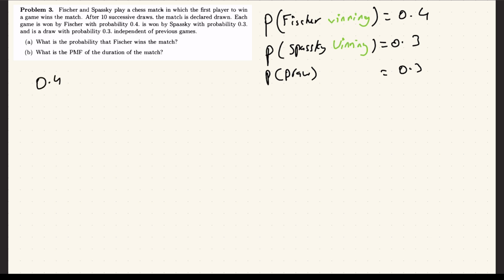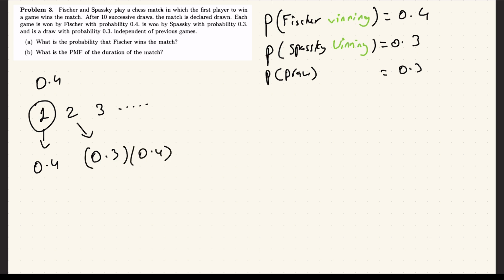However, we have 10 different possibilities to think of. Fischer winning in the first round, Fischer winning in the second round, Fischer winning in the third round, and so on and so forth. Now, what's the probability of Fischer winning the first round? It's 0.4. What's the probability of him winning the second round? Well, it's the probability of him drawing the first round, which is 0.3, times the probability of him winning the second round, which is 0.4. Third is the probability of him drawing the first round, drawing the second round, and winning the third round.